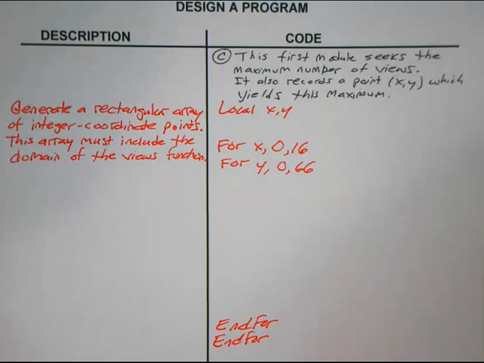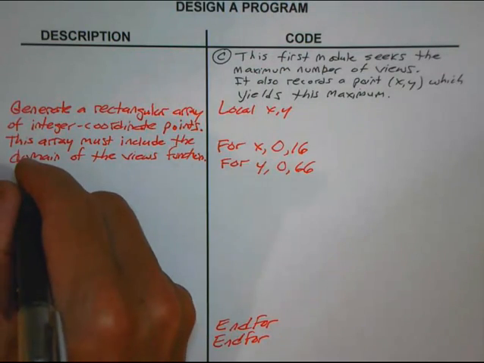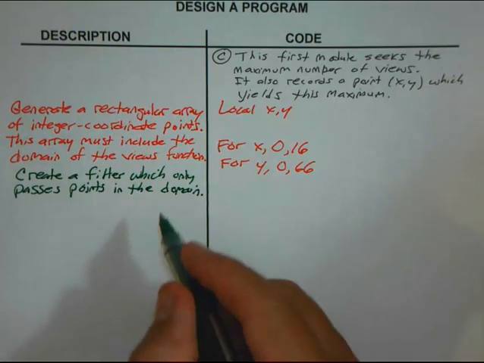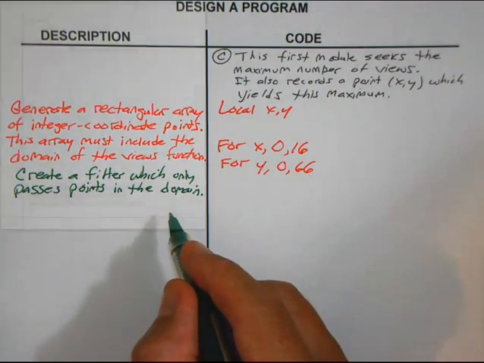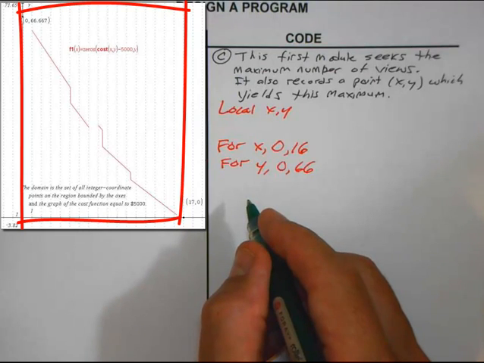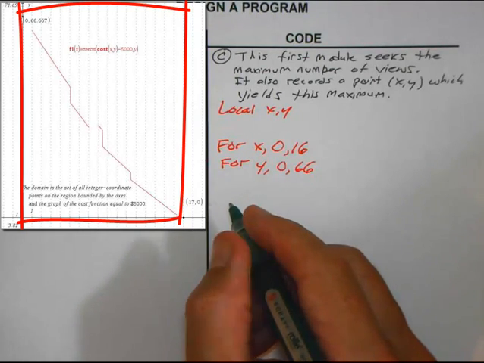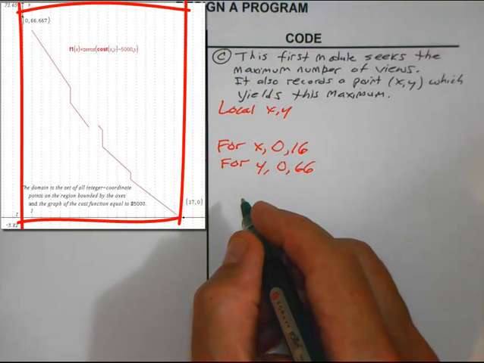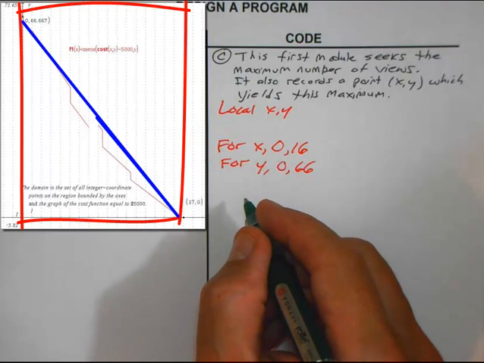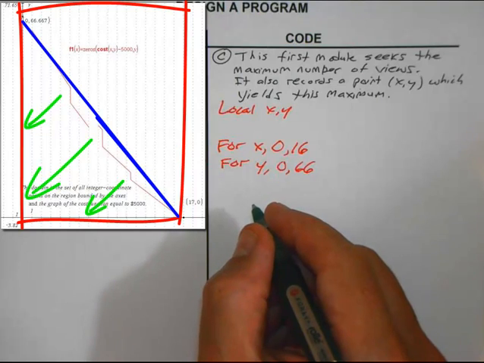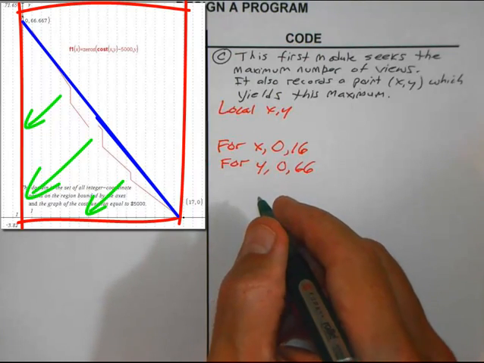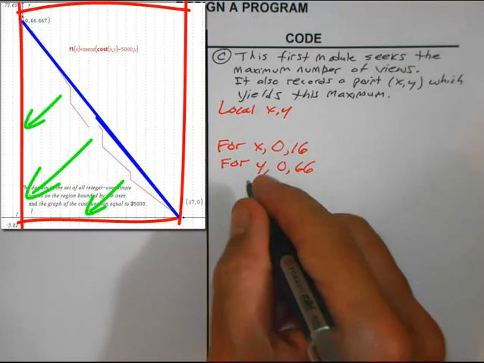Now, with this array of integer coordinate points, we need to create a filter that only passes points that are in the domain. That's our next step. Our rectangular array generally contains almost all domain points. The one thing we need to do is put a boundary line where that cost inequality boundary line is, and so we need to keep only the xy's that have the cost less than or equal to $5,000 passing on.